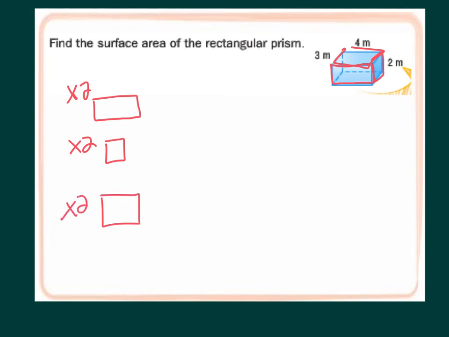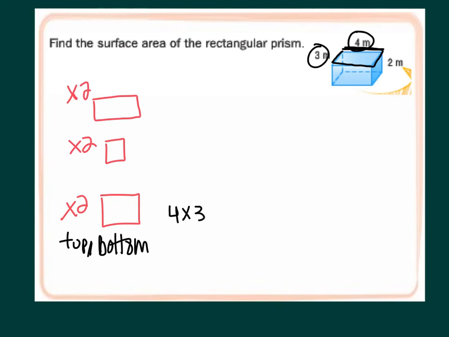Okay, so what I'm going to do is I'm going to erase those lines so that I can see it a little bit better. So if I'm going to do the top and the bottom, so this was the top and bottom. Okay, I have this rectangle right up here, and I see that the sides are 4 and 3. So 4 times 3 times 2. 4 times 3 is 12, times 2 equals 24.